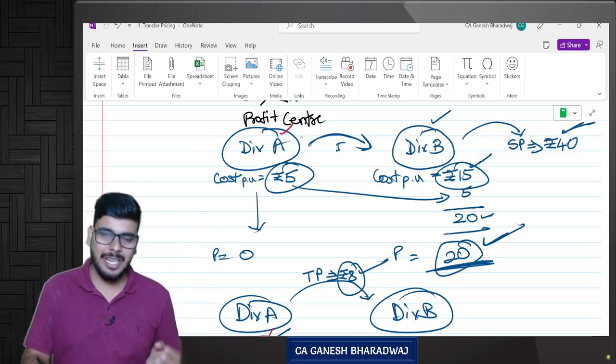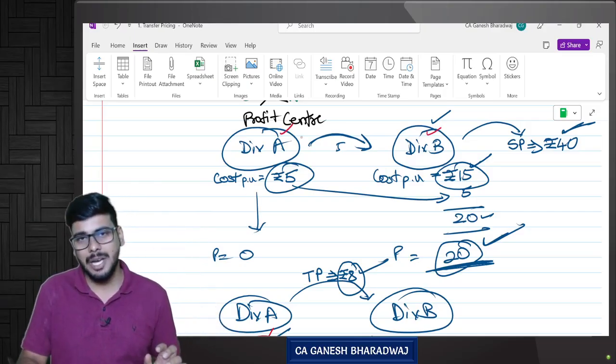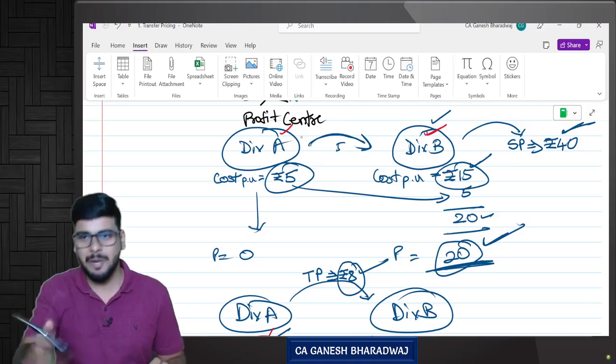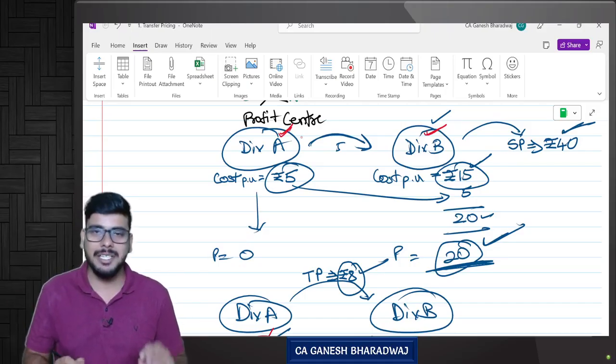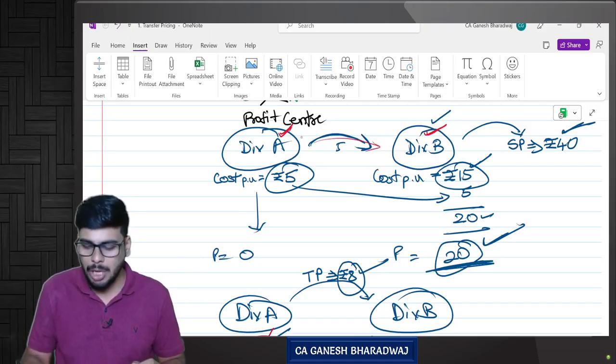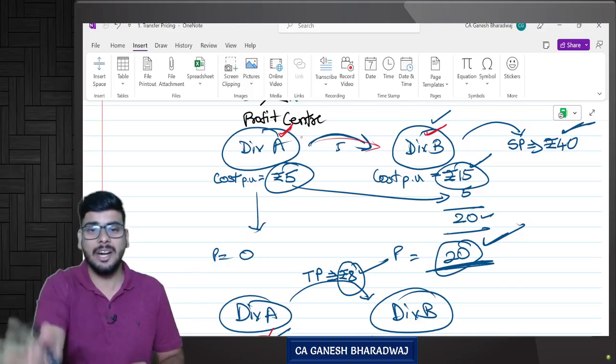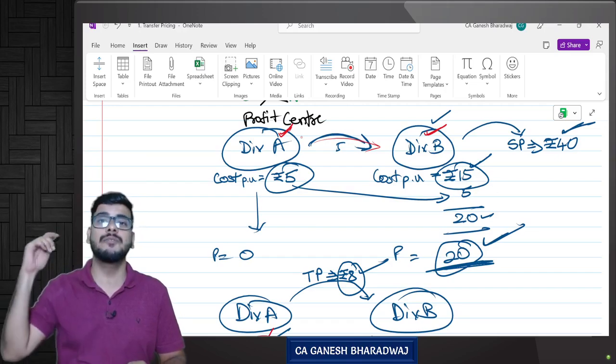Suppose this division A was kept as a cost center, and division B alone was kept as a profit center. Division B manager will be over motivated. Division A manager will never be motivated. If Division A manager is not motivated, who will supply the bottles to Division B? Bottles will not be supplied properly. Hence, the entire organization itself will fail.